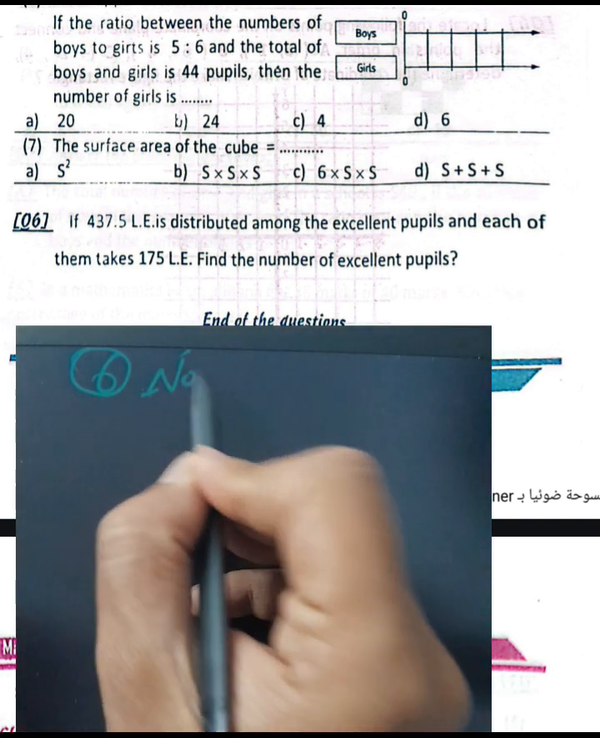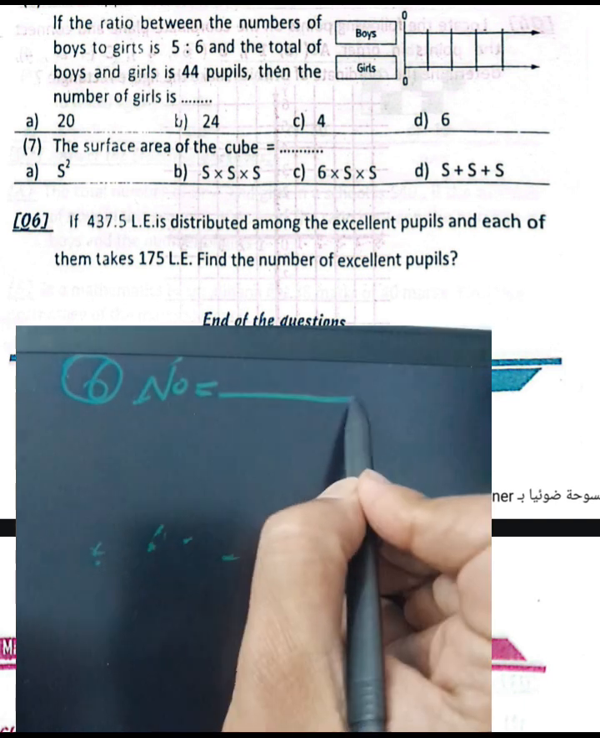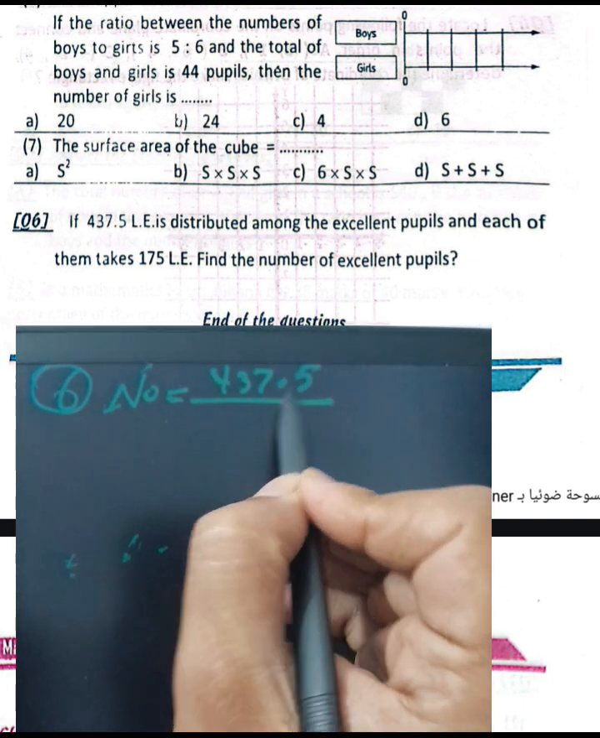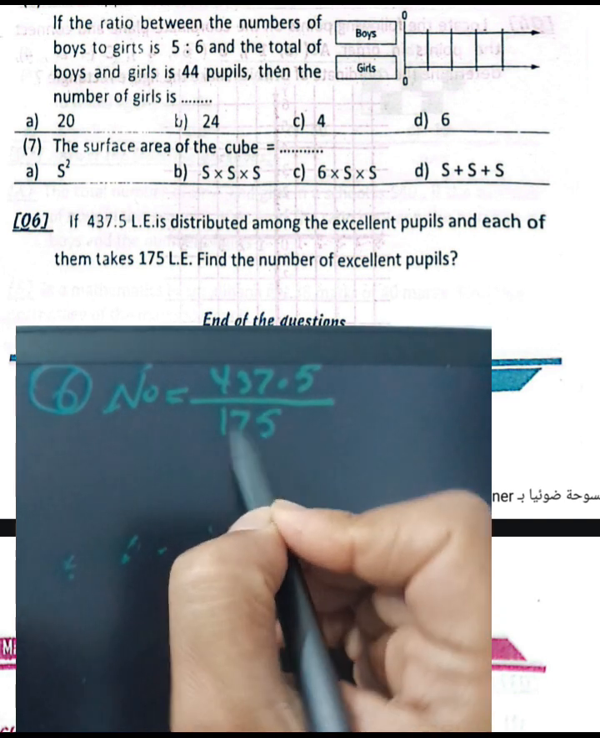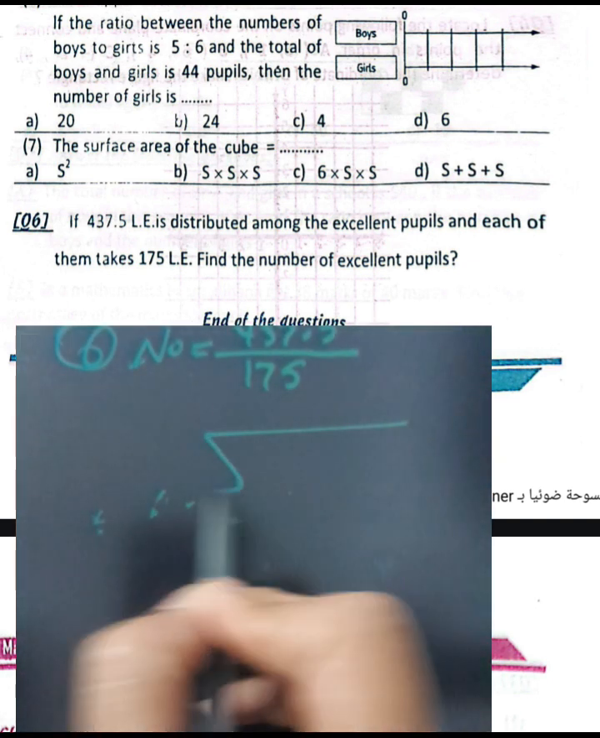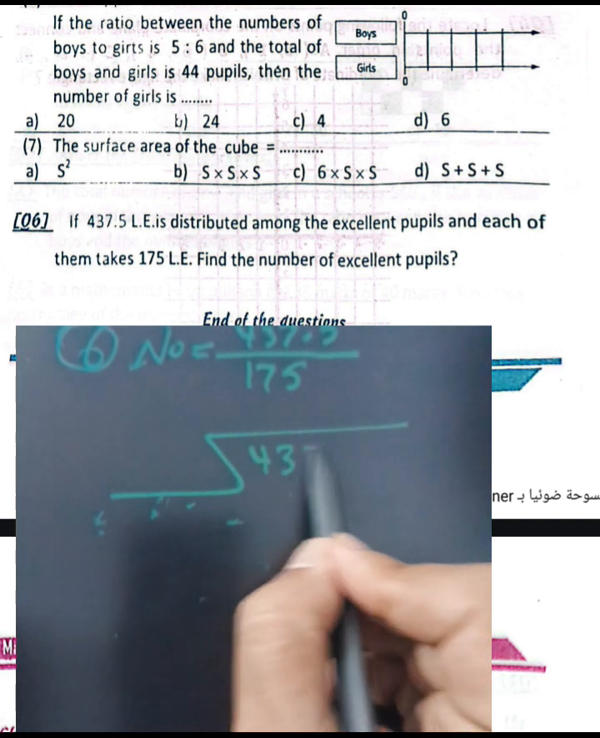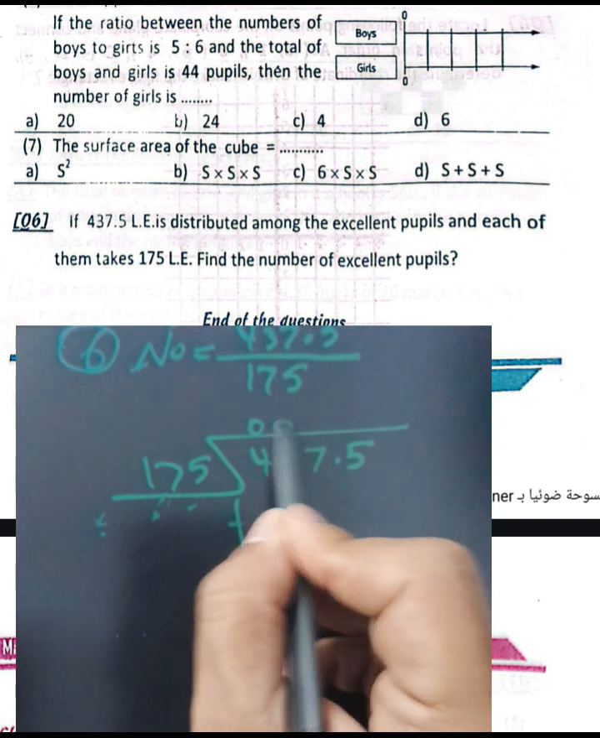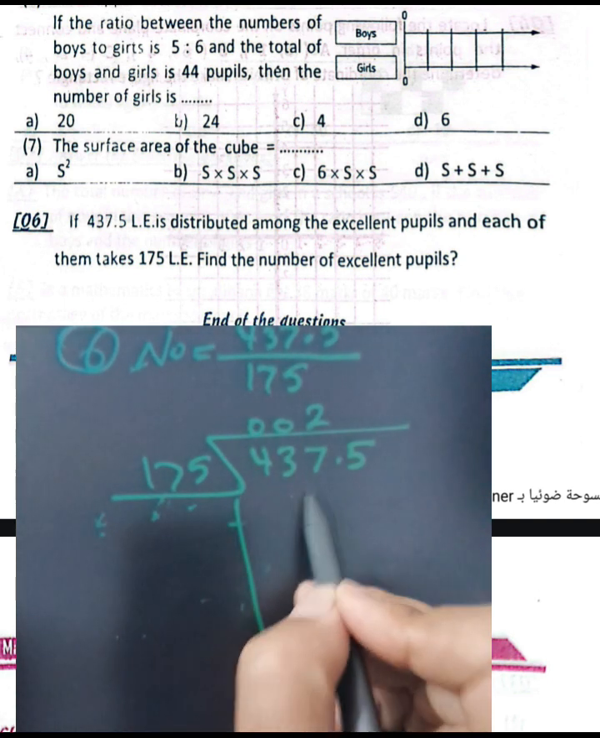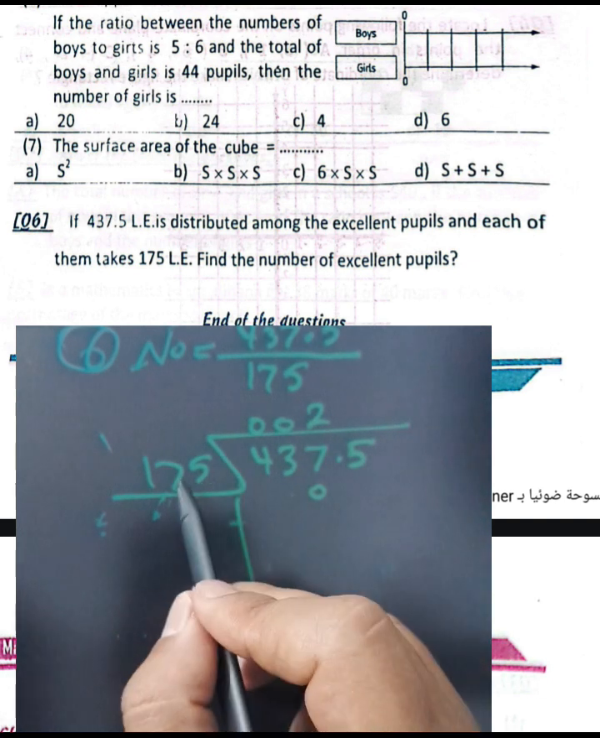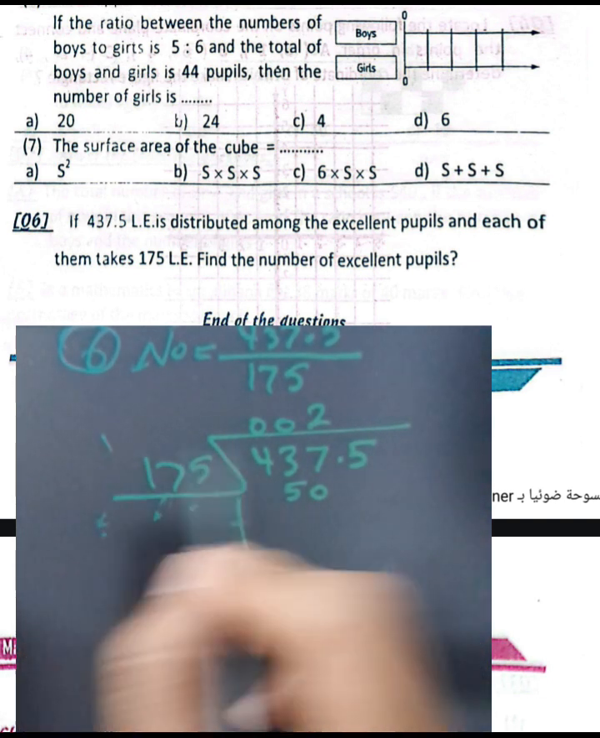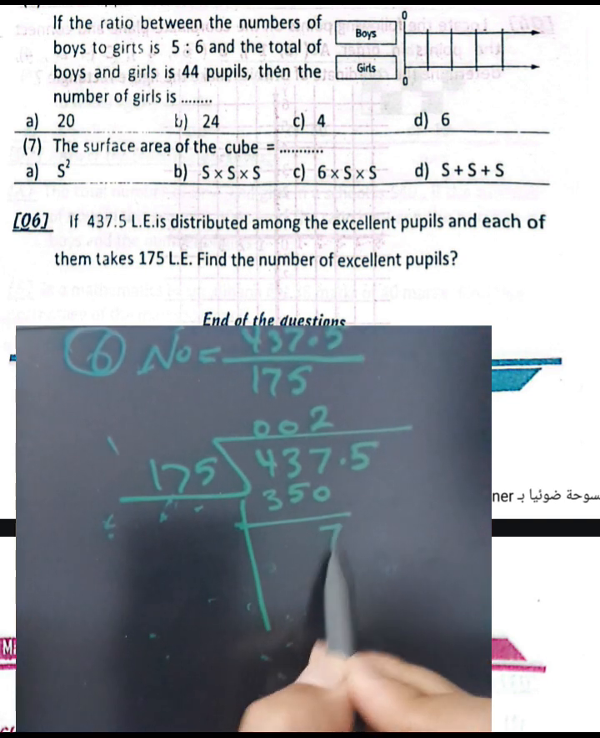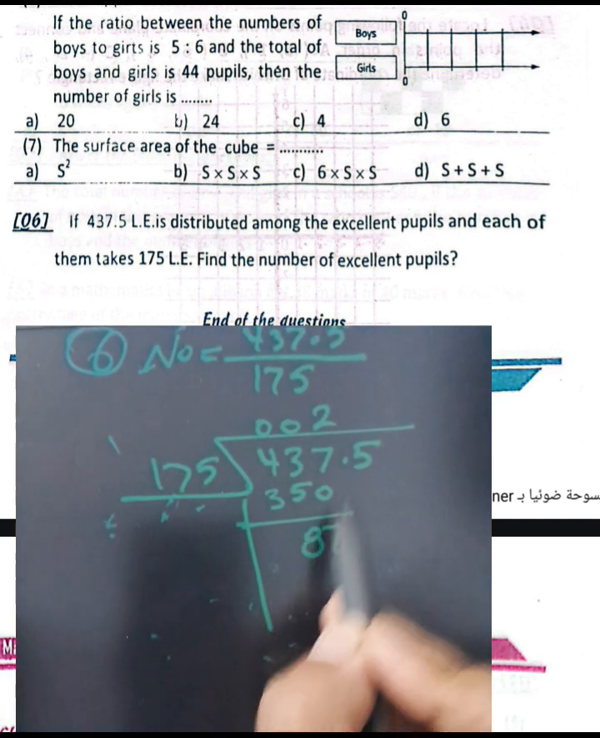The number of students will be equal to 437.5 divided by 175, using long division. Right here, 437.5 divided by 175. Write 0 and 0, and we write 2 times 5 equals 10, 0 and carry 1, 2 times 7 equals 14 plus 1 equals 15, 5 and carry 1, 1 times 2 equals 2 plus 1 equals 3. And 7 minus 0 equals 7, 13 minus 5 equals 8. Put the point here and drop 5.